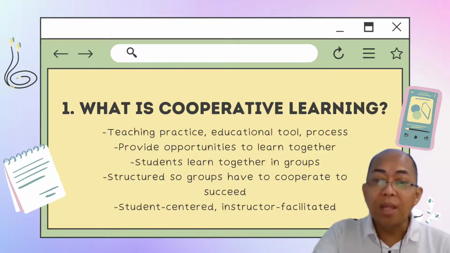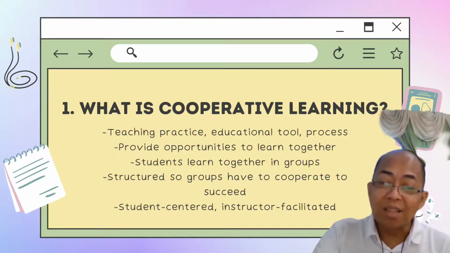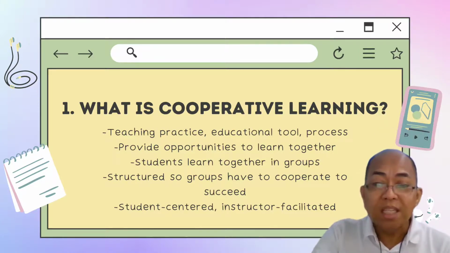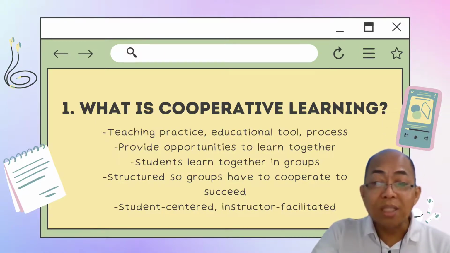So in cooperative learning, the students are not just passive learners. They do not just sit for the whole period and listen to the teacher talking in front. But students are active in their learning. They are actively engaged in their own learning. Okay, so cooperative learning is an example of a student-centered approach.